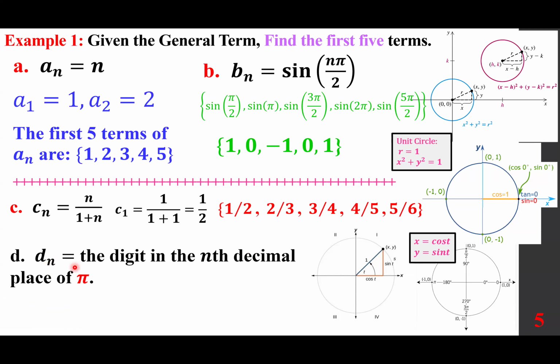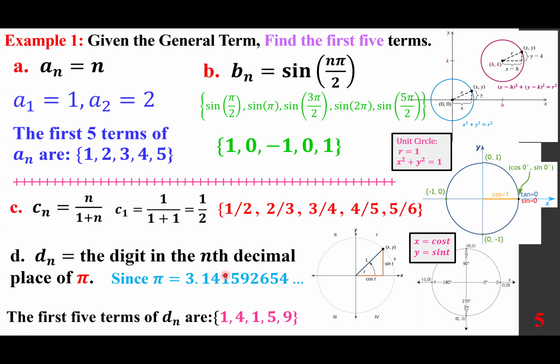d sub n represents the digit in the nth decimal place of pi. And I hope you realize that pi is not equal to 3.14, but rather is approximated by that, which means we have to know pi is 3.14159, and it continues indefinitely. So the first one would be 1, the second one would be 4, and so on. So we write the first 5 terms of d sub n, the digit in the nth decimal place of pi, or 1, 4, 1, 5, 9. That would be the answer.